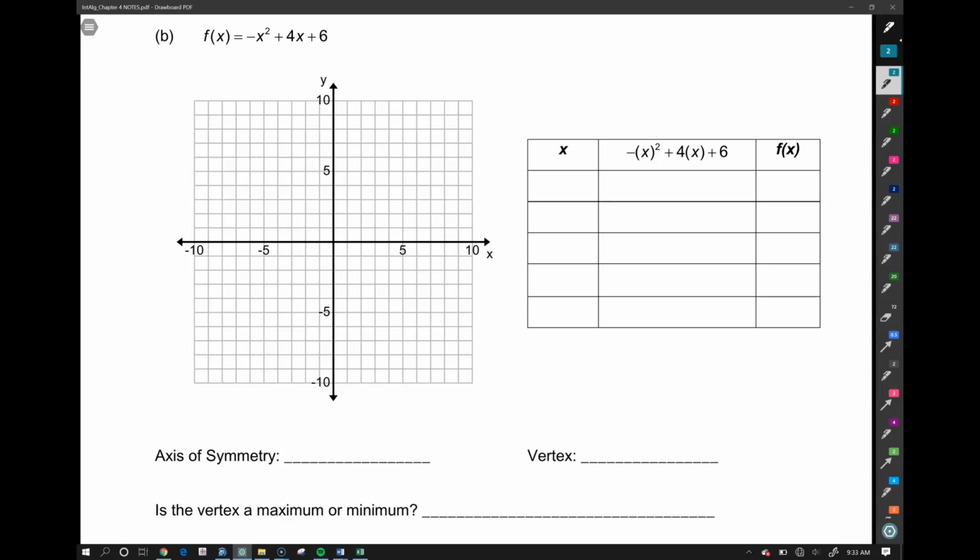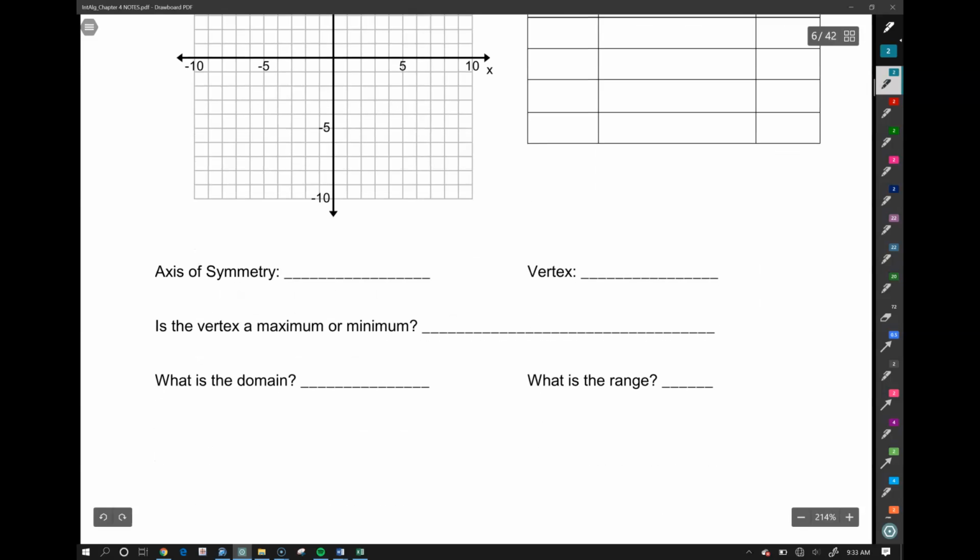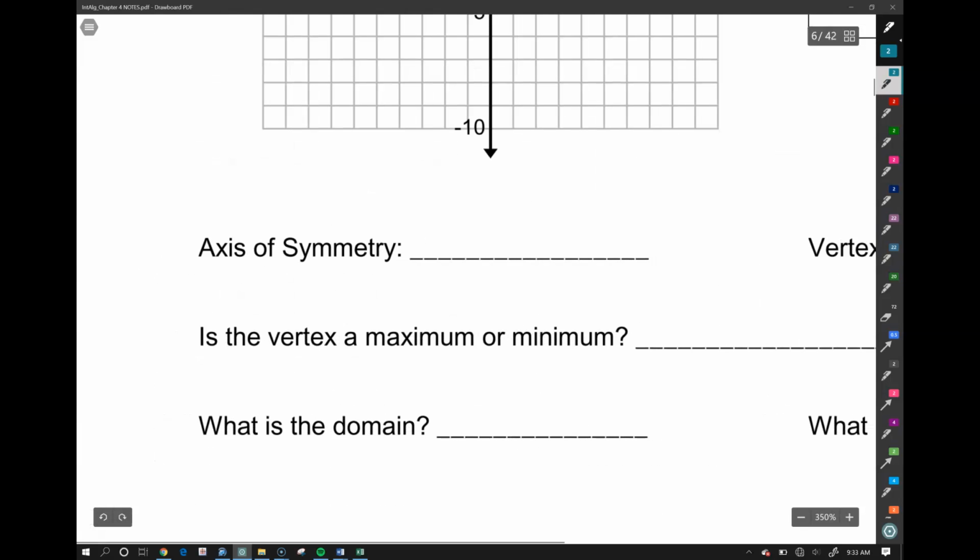So the first thing we want to do is find the axis of symmetry. How do I find the axis of symmetry, Dylan Benson? X equals negative b over 2a.